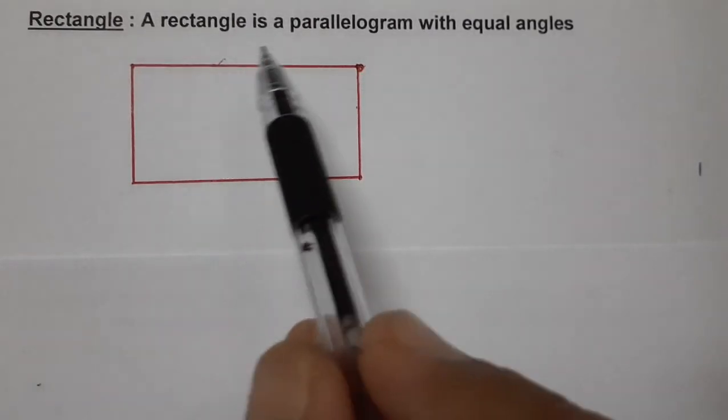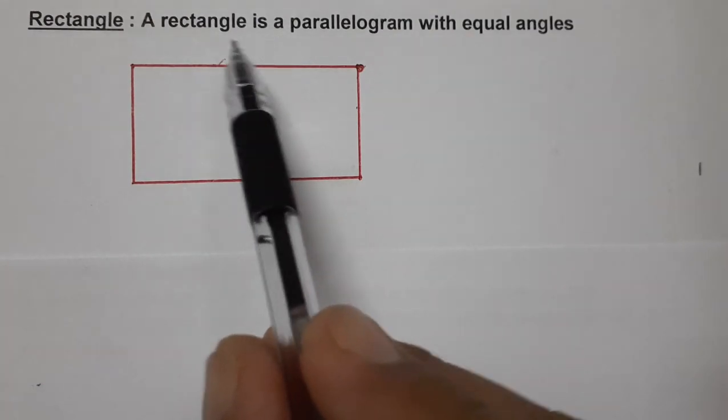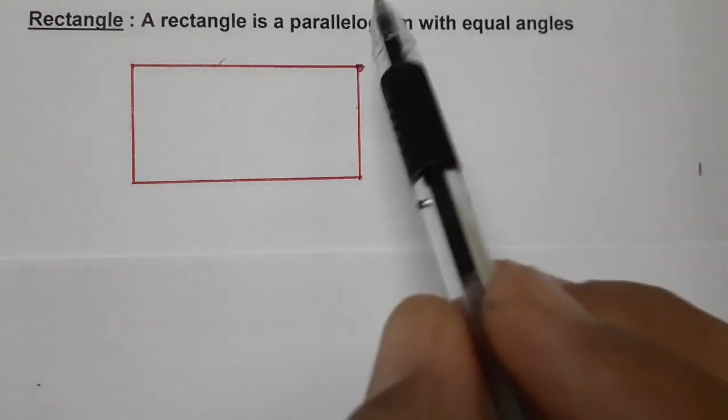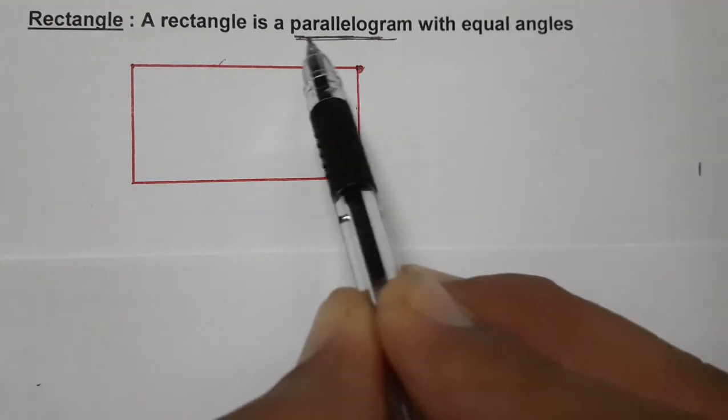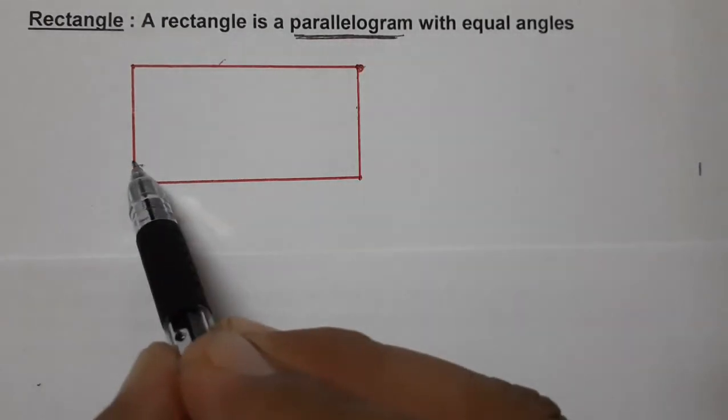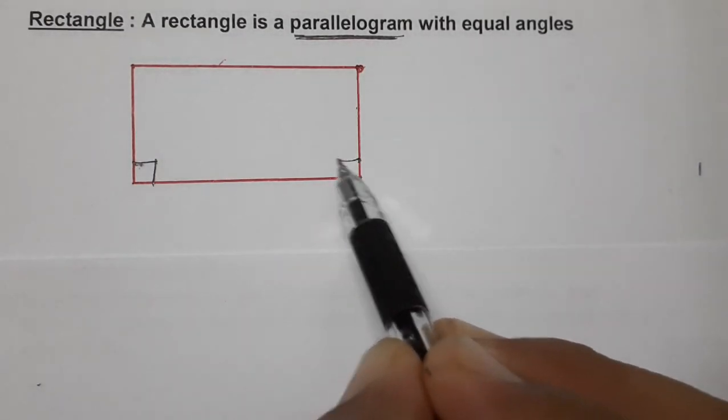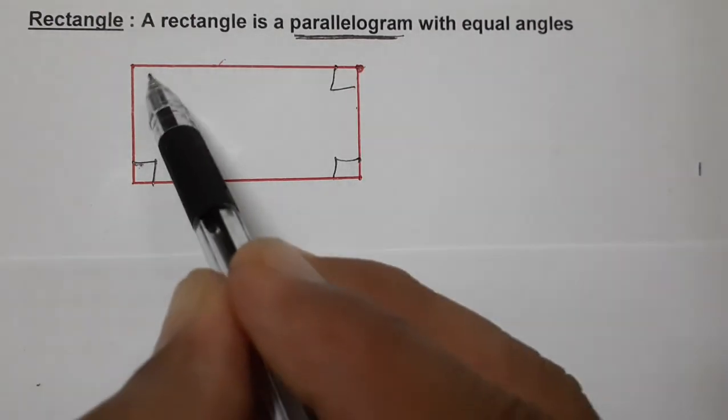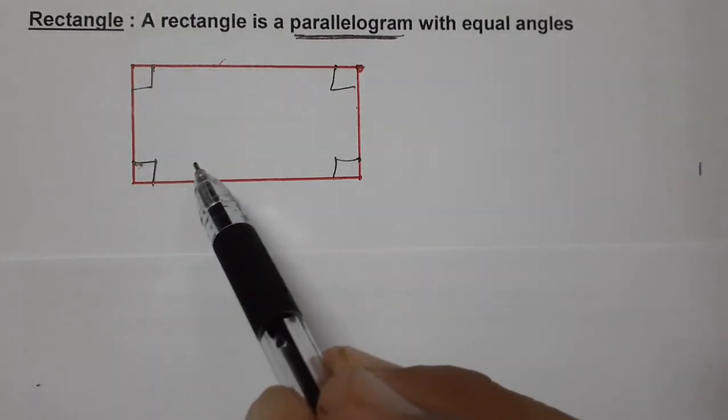Now see rectangle, the second one after rhombus. A rectangle is a parallelogram with equal angles. All of its angles are equal to 90 degrees, children. Why is it 90, children?